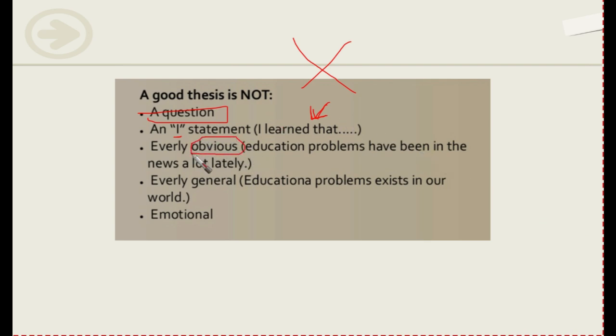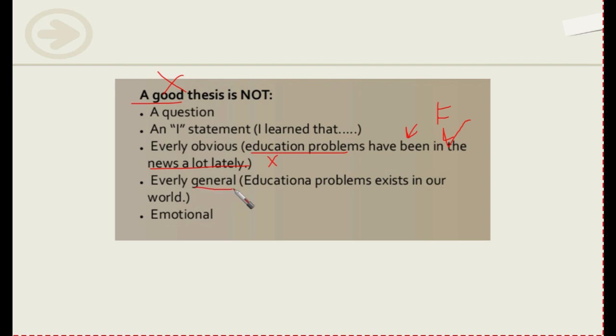What's obvious? For example, it's too common sense. "Education problems have been in the news a lot lately." This is true, but everybody knows it. Why are you writing something that everybody knows? Then people lose interest. This is not a very interesting topic. This is okay as a statement, but not very good because it's not disputable. It doesn't have an opinion. It's just a fact. So it's a bad thesis statement.